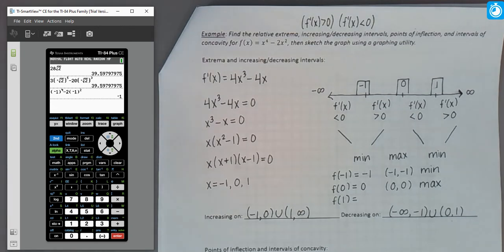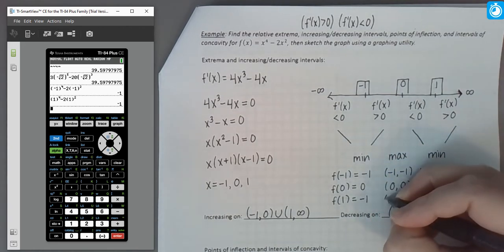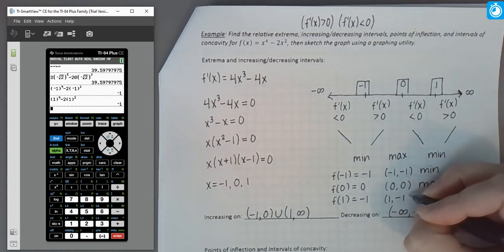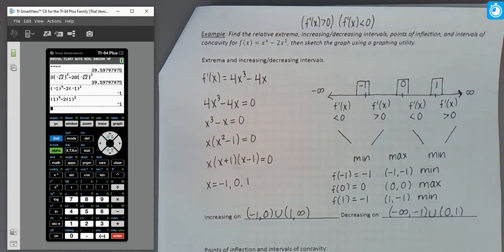It doesn't mean we don't have higher points on the graph. It just means this is a peak in relation to the points that are around it near that particular location on the graph. And then if we evaluate at positive 1, 1 raised to the 4th power minus 2 times 1 squared, that's also going to give us negative 1. So when x is positive 1, we also get a y value of negative 1. And again, that is a relative minimum value.